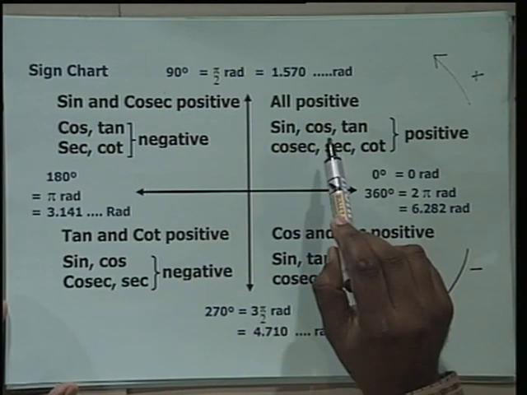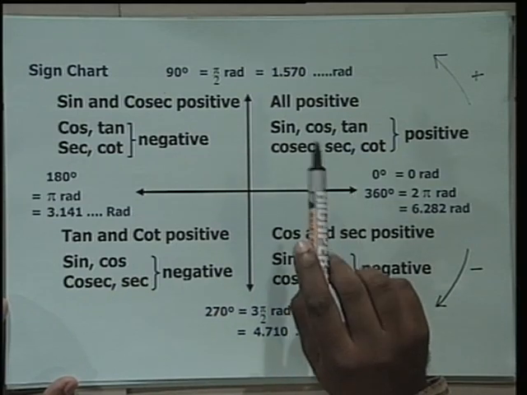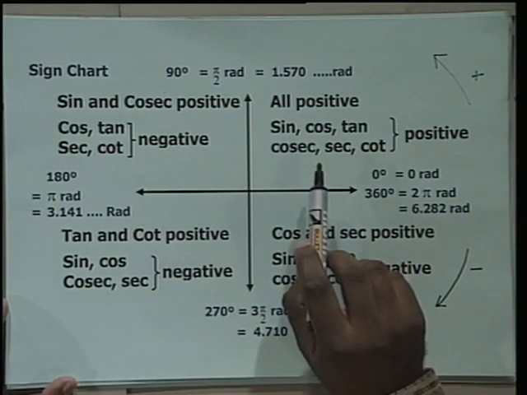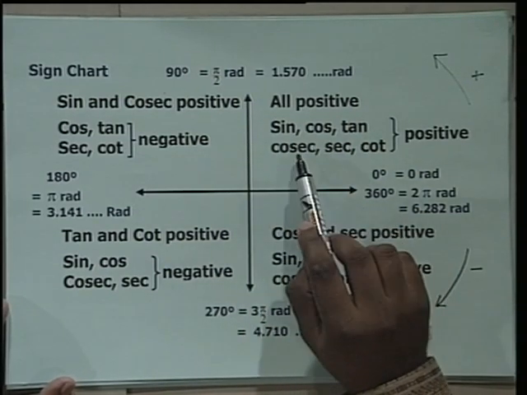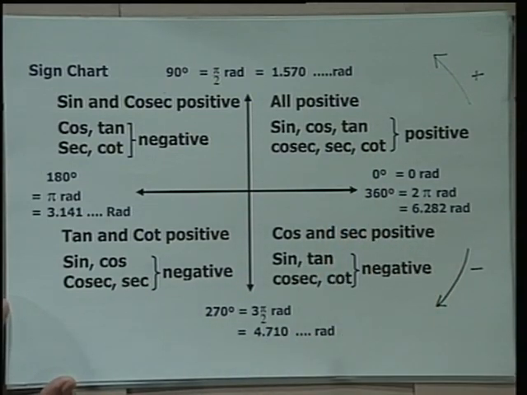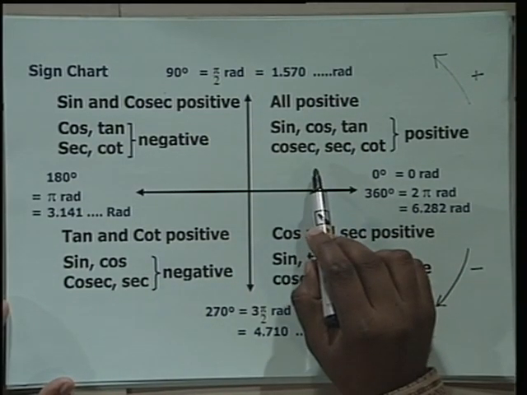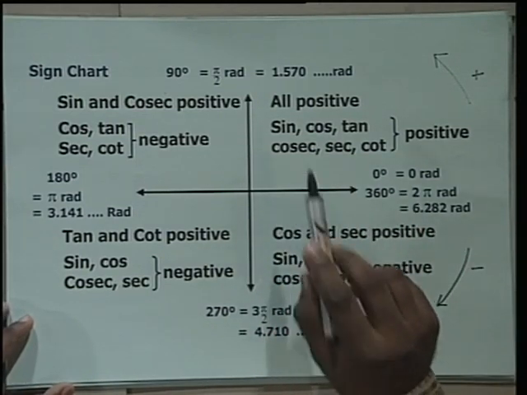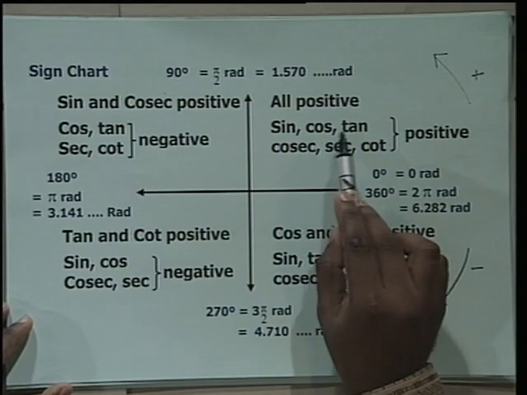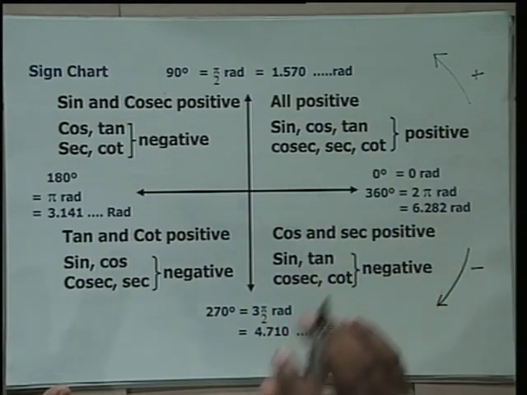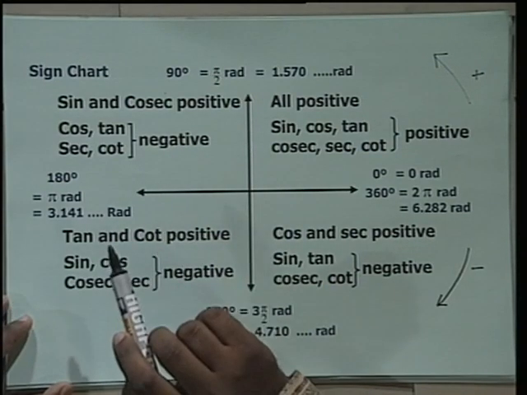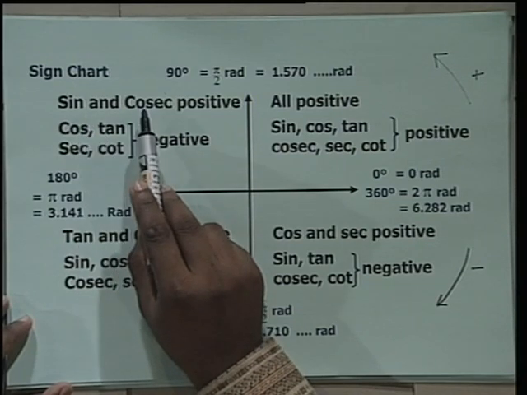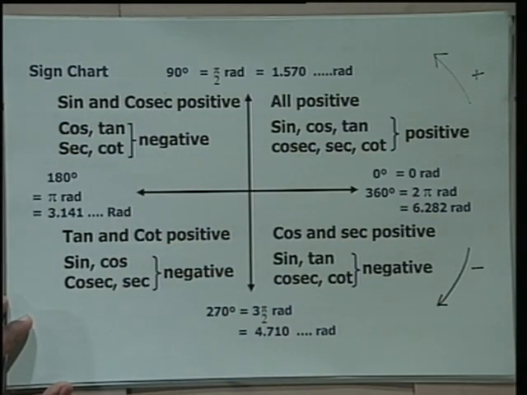Now, all the angles between 0 and 90, that is, all the angles in the first quadrant, will have their sine value, cos value, tan, cosec, sec, cot positive. Therefore, if I take an angle in the first quadrant, say 30 degrees, sine, cos, tan, cosec, sec, cot of 30 degrees will all be positive. But in the second quadrant, only sine and cosec of angles are positive. The remaining will be negative.